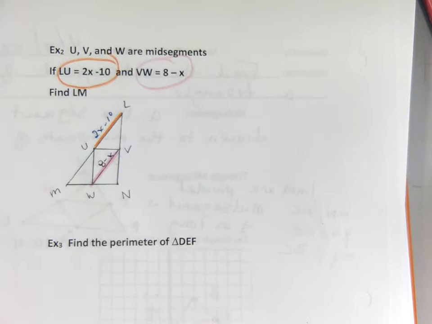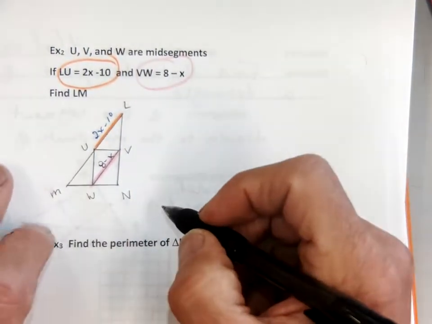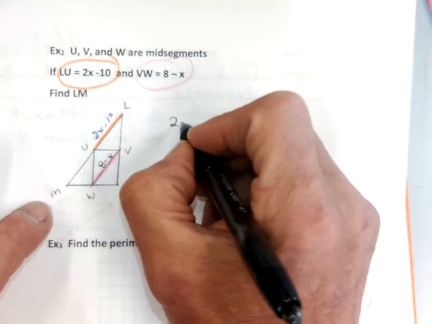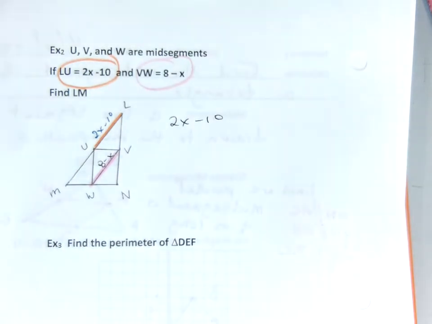All right. Now, find LM. Well, 2x minus 10 is not equal... excuse me. We're going to use our brains because we're smart. 2x minus 10 is actually equal to the 8 minus x, isn't it? You can see it. Because the whole thing would be 4x minus 20. So these two actually are equal. They look equal too, don't they? Yeah, they look equal.